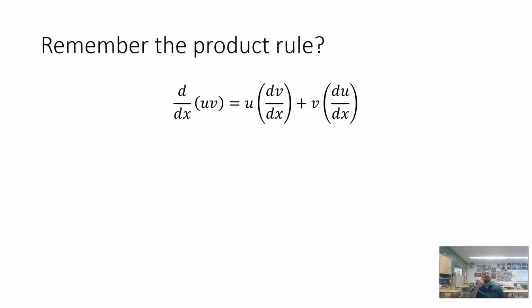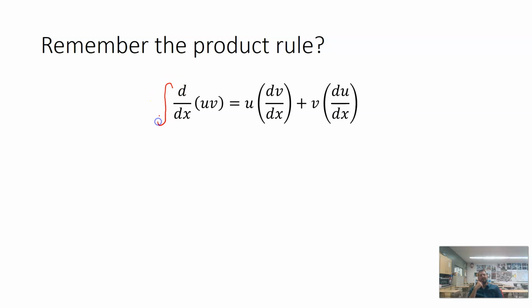Now, in order to understand this, remember we had the product rule forever ago that said if we took the derivative of U times V, it was equal to U times dv dx plus V times du dx. In other words, it was first times the derivative of the second plus the second times the derivative of the first. Now, this is just kind of where this comes from, so if this part doesn't make 100% sense, I get it, although this one's not super difficult to understand.